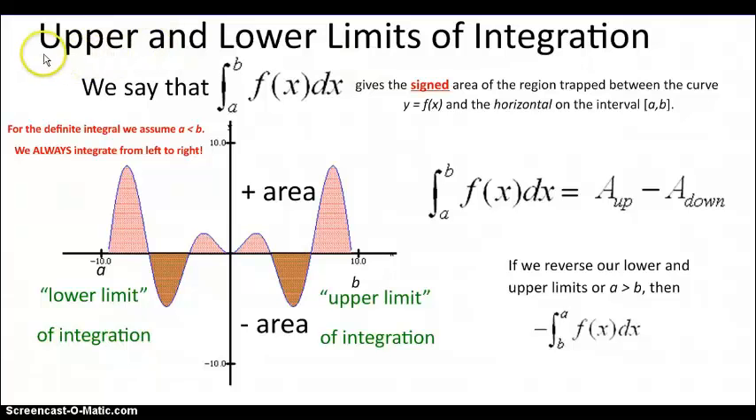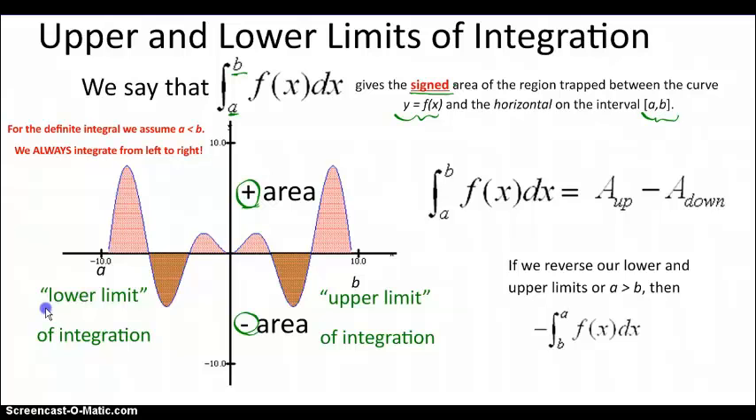We know that we have limits of integration. The lower limit of integration is a, the upper limit of integration is b. That's what this notation means. And this gives us the signed area. Area below the x-axis will be negative area, just like Riemann said. Area above the x-axis will be positive area. So we get that from the work that Riemann did in the plane when he was accumulating area in the plane. So this gives us the signed area of the region trapped between the curve, which is the function y equals f of x, and the horizontal axis over the interval from a up to b.